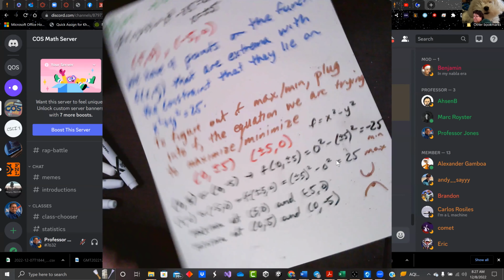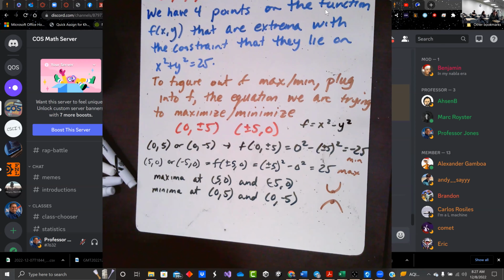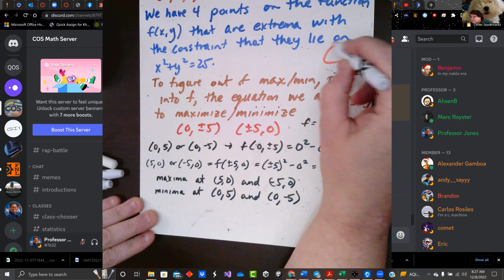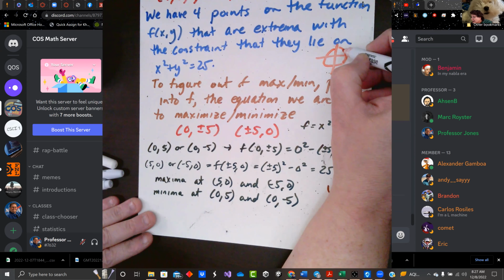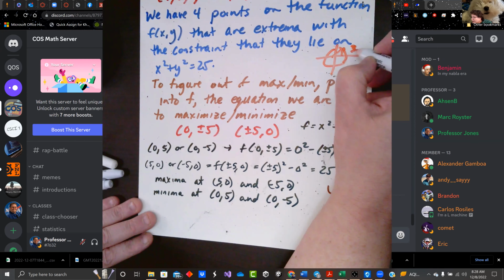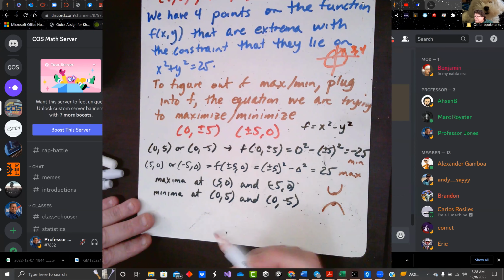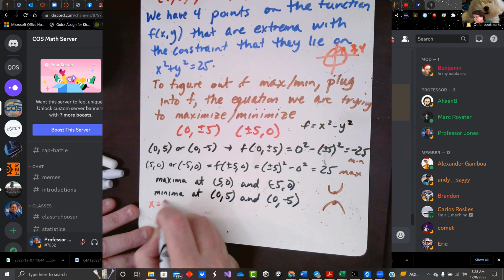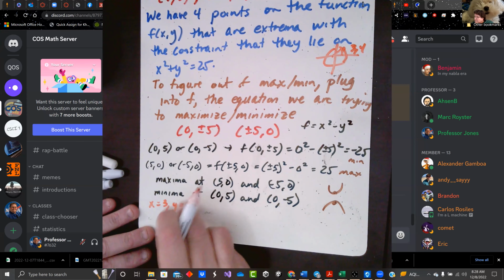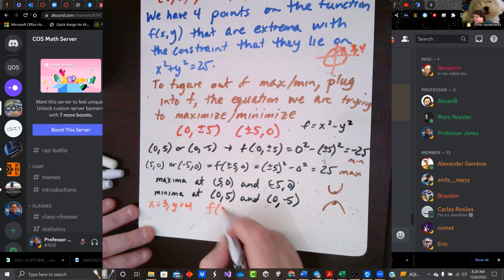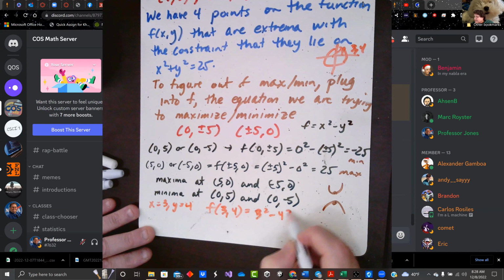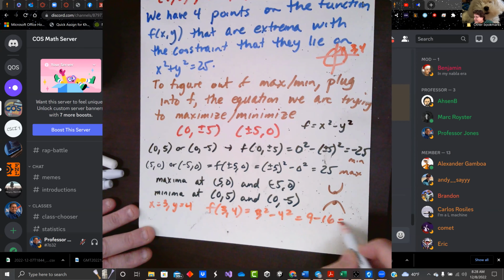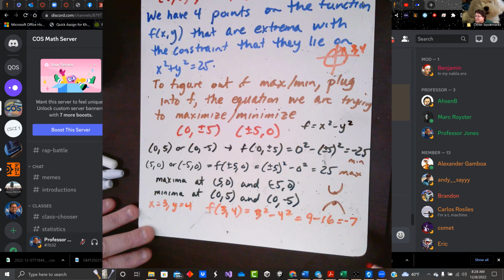Okay, so we've got this circle, and we just saw it lies on the axes. What if we tried 3, 4? On a circle of radius 5, there's a 3, 4 triangle. So if I tried x equals 3 and y equals 4, I have f of 3, 4 is 3 squared minus 4 squared. 9 minus 16 is negative 7. It's between these two mins and maxes.